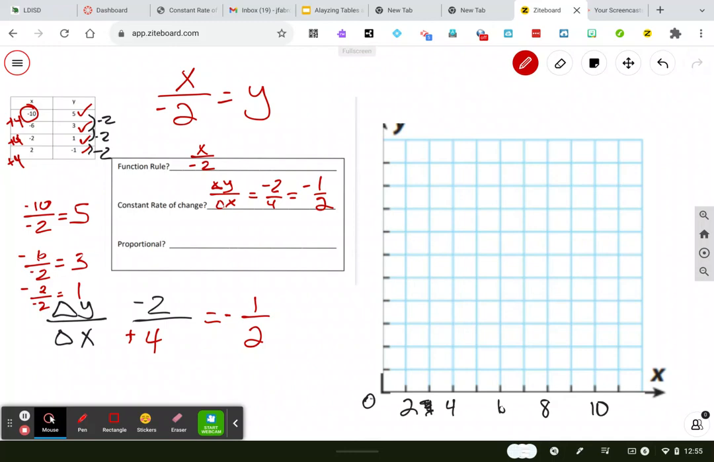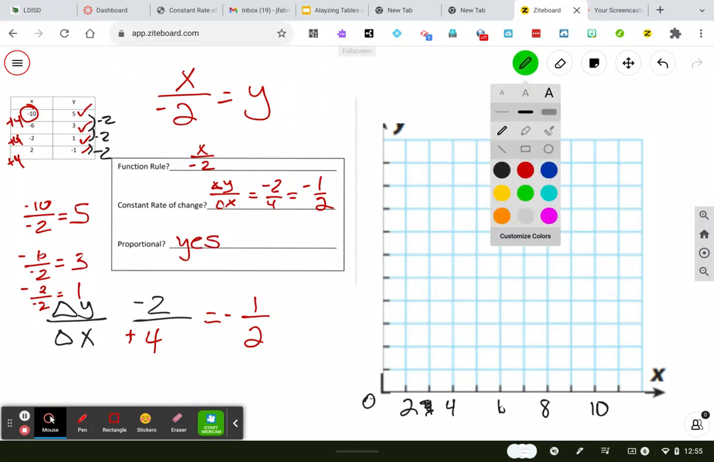And then lastly, we got to find out if it's proportional. Proportional means, does it go through 0, 0? So if we were to graph this, we would find out that yes, it does go through 0, 0. How can we find that out without putting it on a graph?